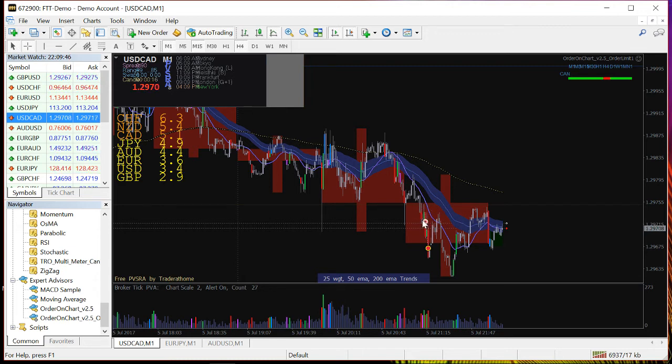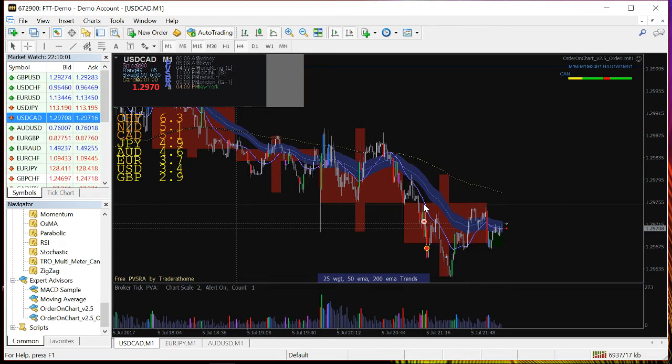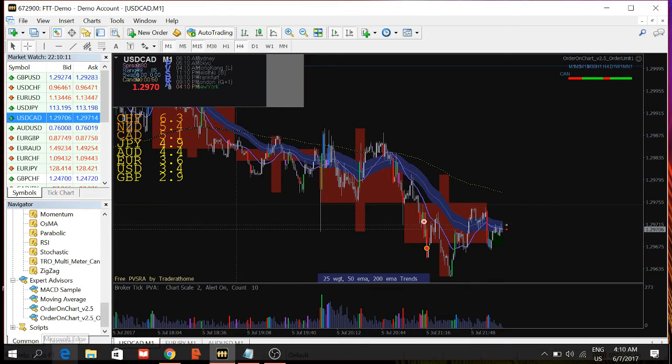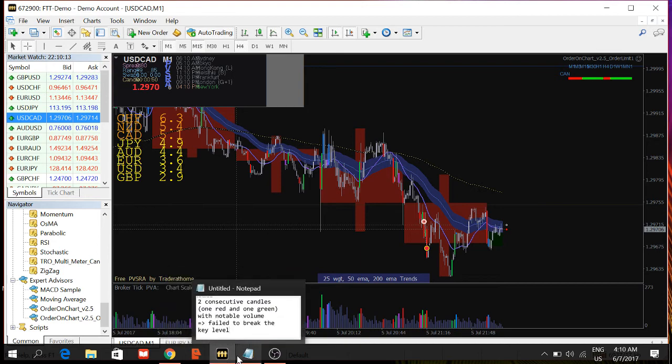So I have this red candle that failed to break the key level. And then I got another consecutive candle with huge volume, as you can see here, that is also a green one, but this green one also failed to break the key level. So I got two consecutive candles with huge volume that both failed to break the key level. So let me show it to you guys on Notepad.